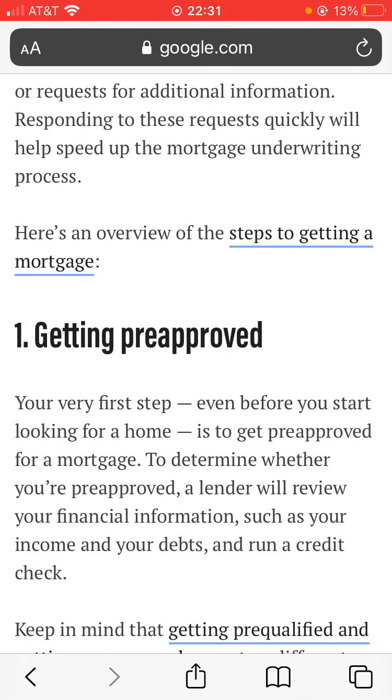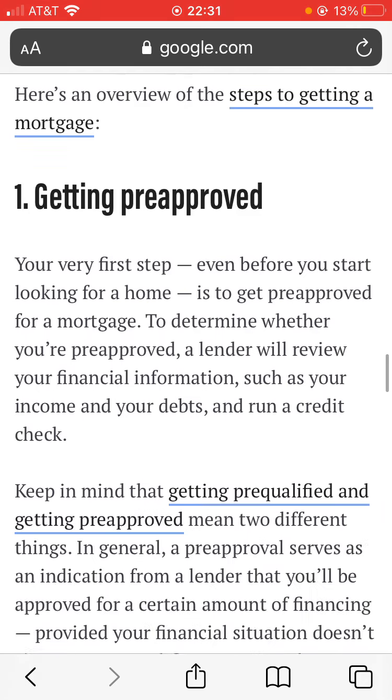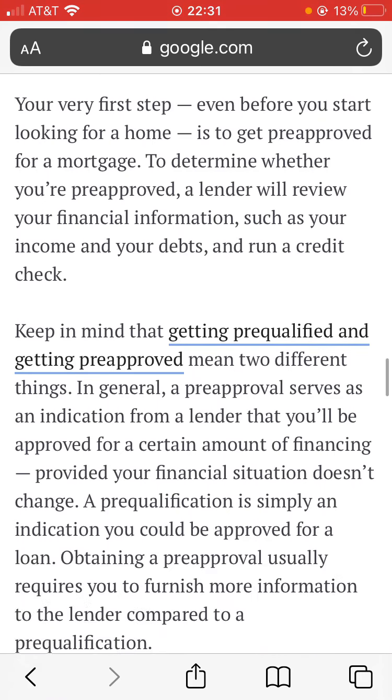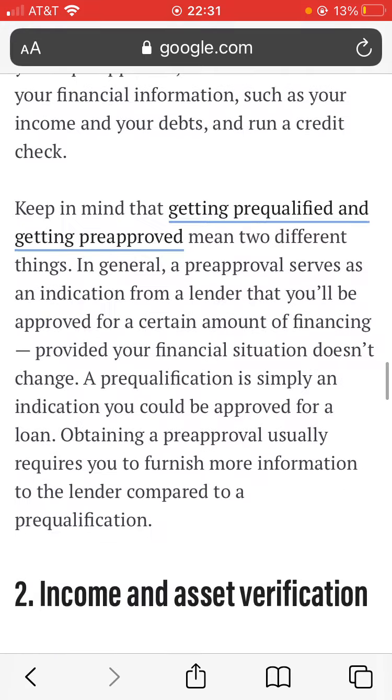information. Responding to these requests quickly will help speed up the mortgage underwriting process. Here's an overview of the steps to getting a mortgage. Getting pre-approved. Your very first step, even before you start looking for a home, is to get pre-approved for a mortgage. To determine whether you're pre-approved, a lender will review your financial information such as your income and your debts and run a credit check.